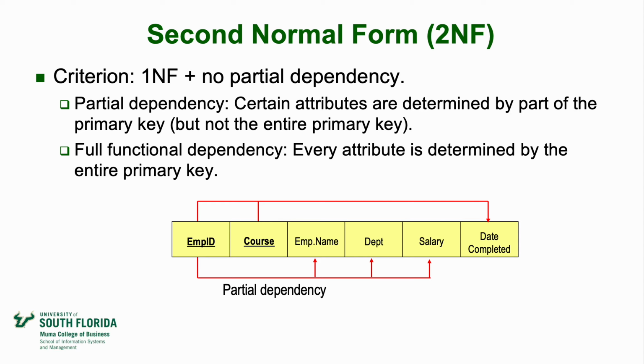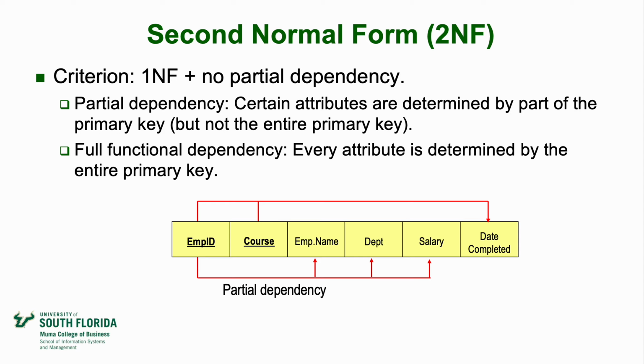In order for a table to be in second normal form, it must be in first normal form and there should be no partial dependencies. Partial dependencies occur when the primary key is composite and certain attributes are determined by part of the primary key and not the entire primary key. This is in contrast to full functional dependencies in which every attribute is determined by the entire primary key.